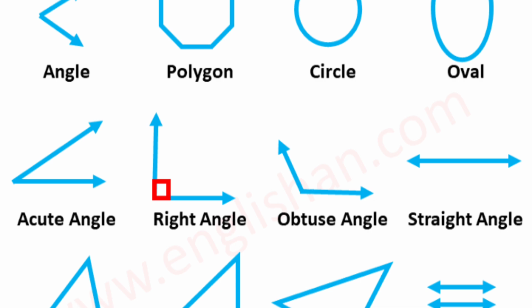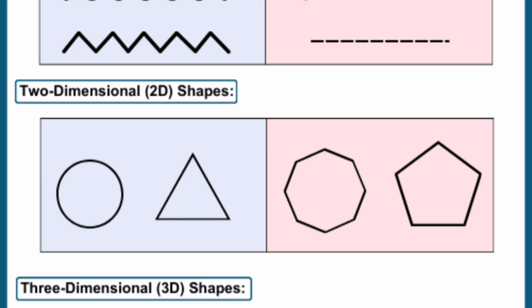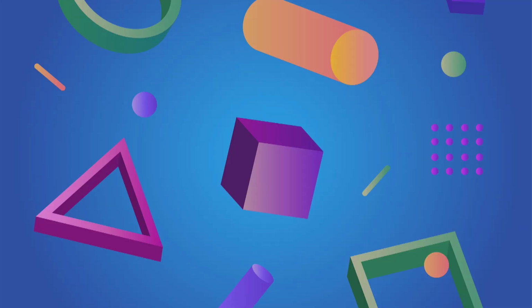Now you know how to find the area of almost every geometric shape. Squares, rectangles, triangles, circles, ellipses, trapezoids, polygons, and even complex composite shapes. With practice, these calculations will become second nature.